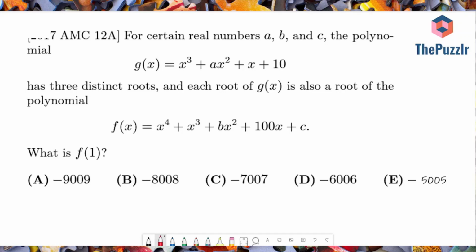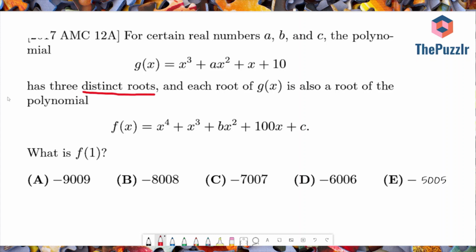Let's now try a pretty hard problem from the AMC test. This problem is from the 2017 AMC 12A, and I believe it's number 23 on that test. For certain real numbers a, b, and c, the polynomial g of x is equal to x cubed plus ax squared plus x plus 10, and it has 3 distinct roots. So that might make a difference.